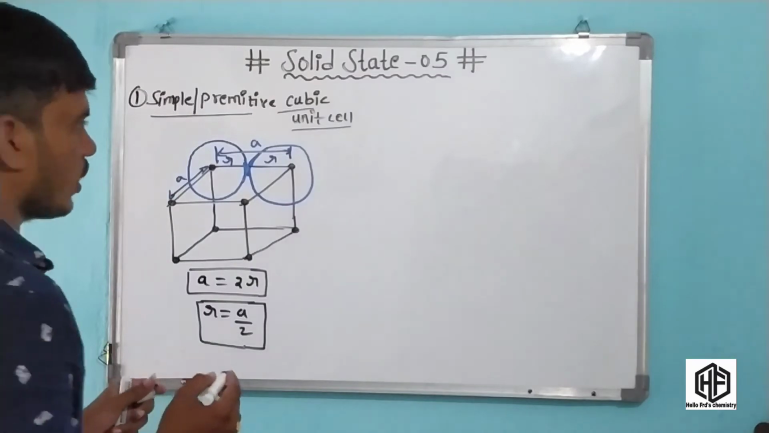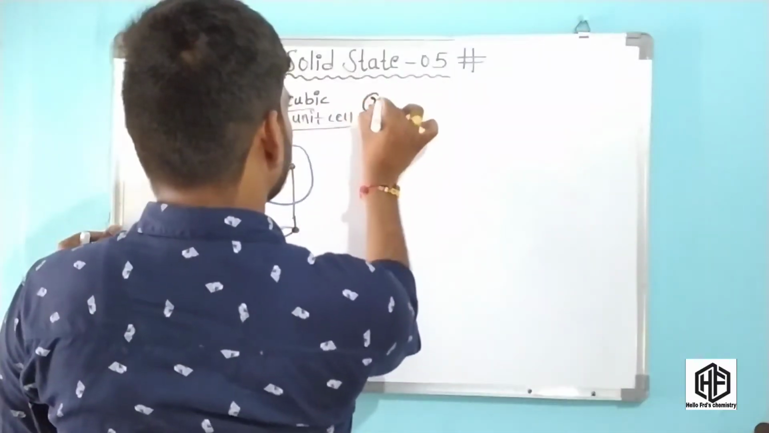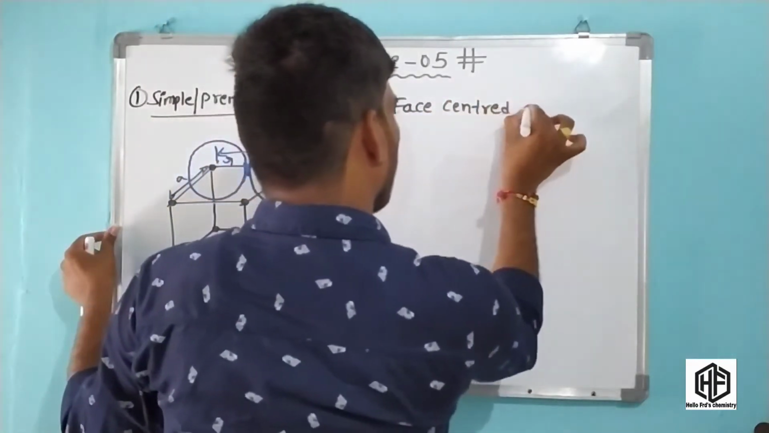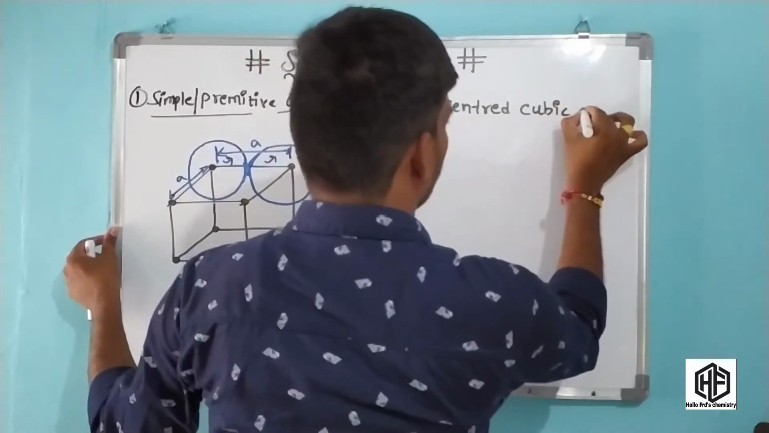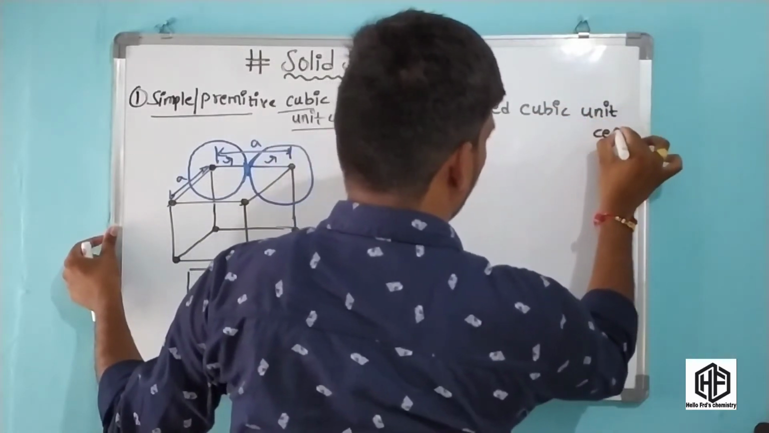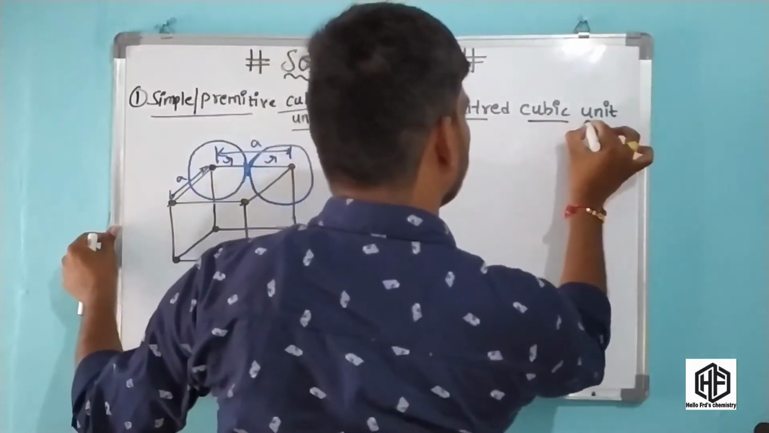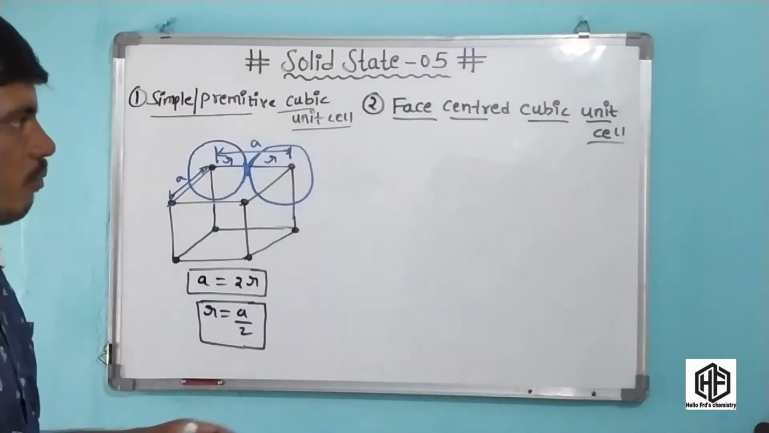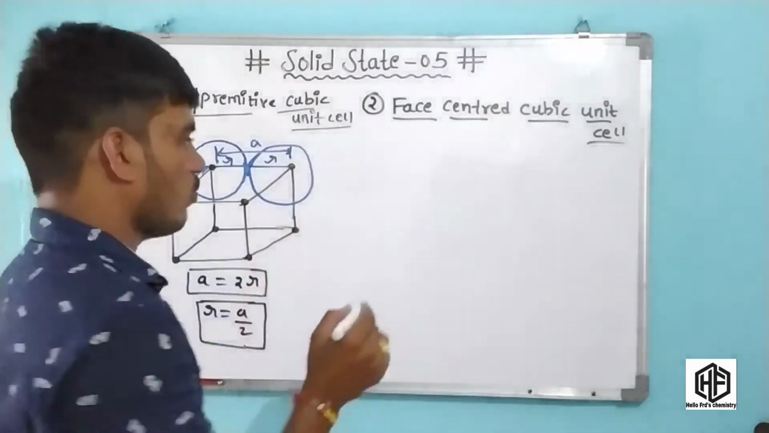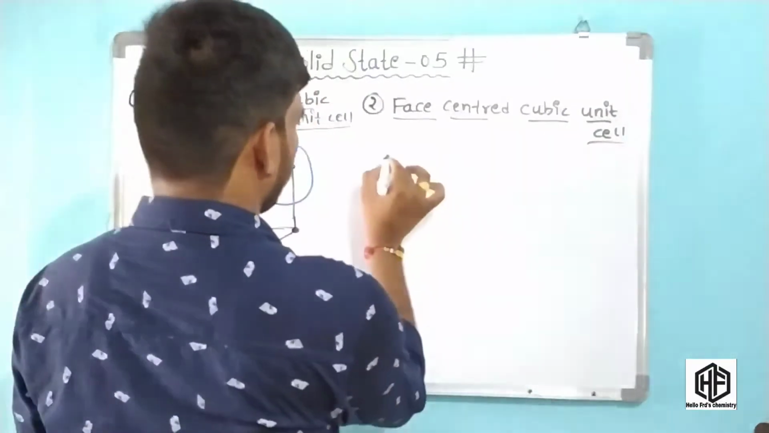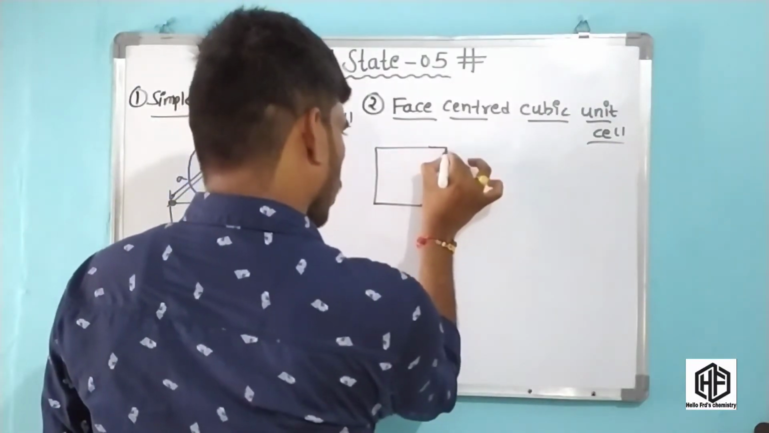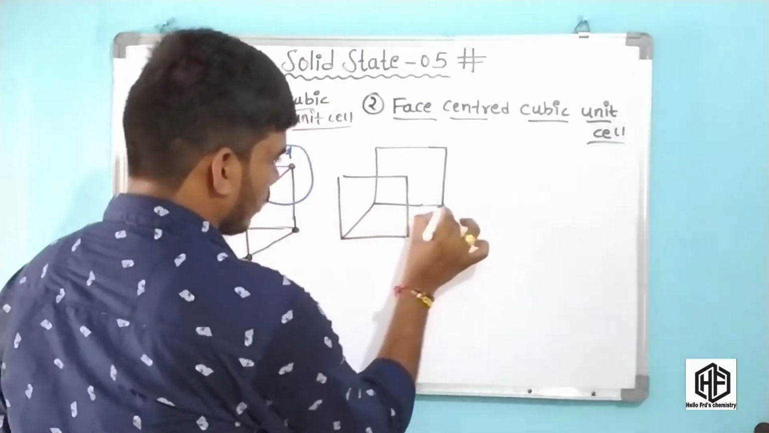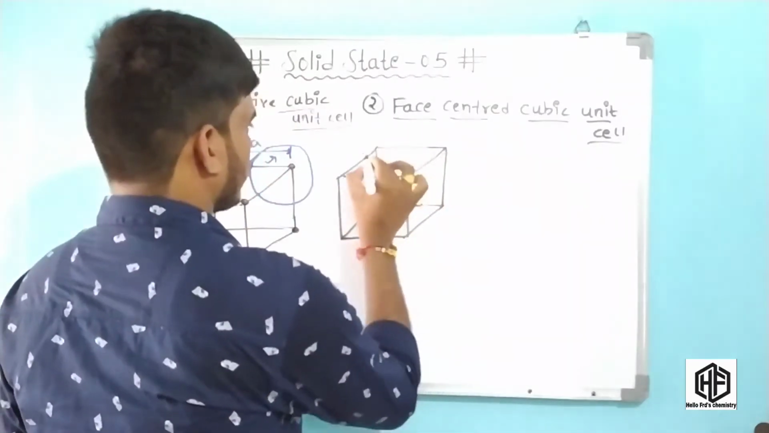This is the relation between the edge length of the unit cell and the radius of the atom in the simple or primitive cubic unit cell. The next important crystal system is the face-centered cubic unit cell. Now for the face-centered cubic unit cell, the relation between the edge length and the radius of the atom. First of all, I will draw a cubic unit cell like this.